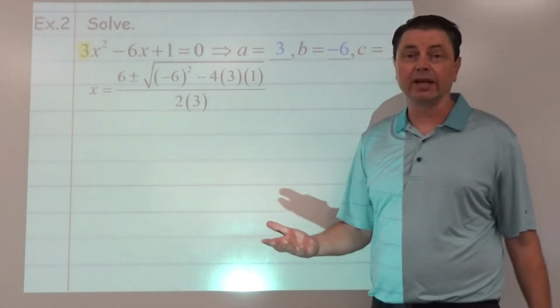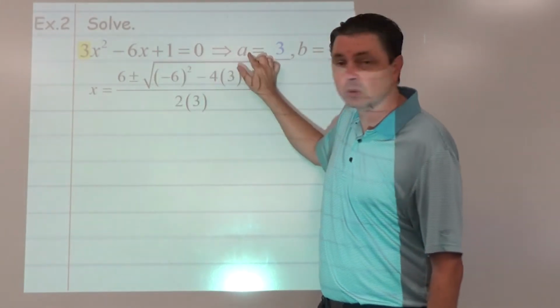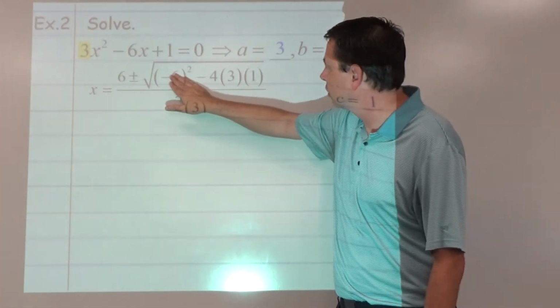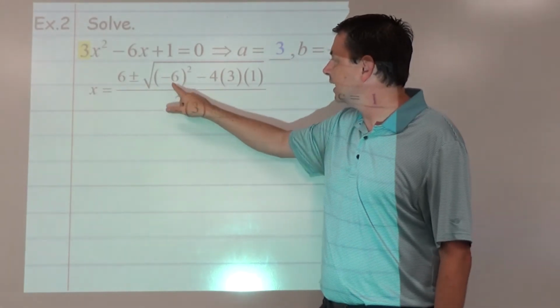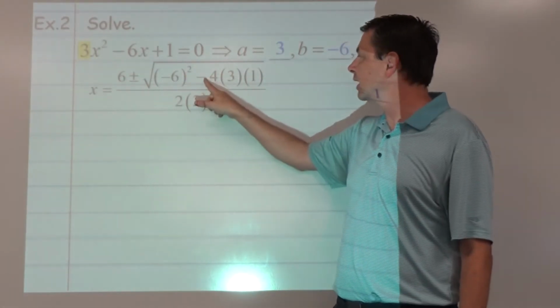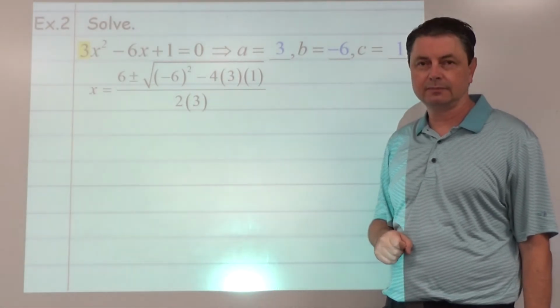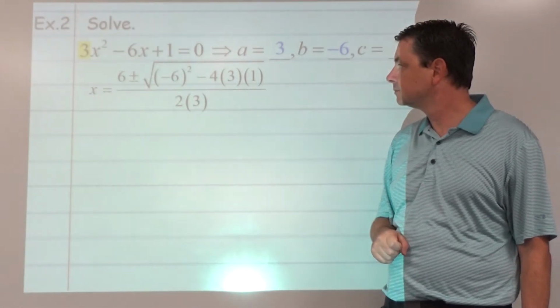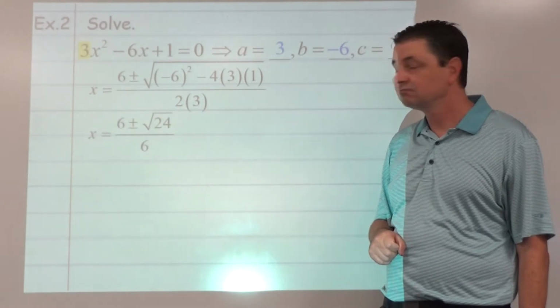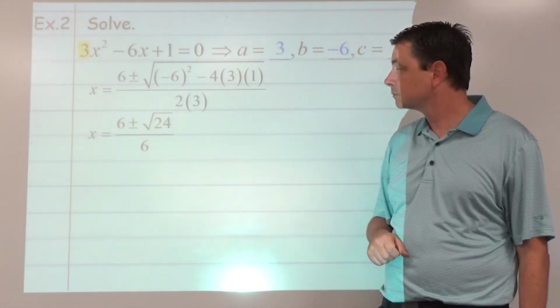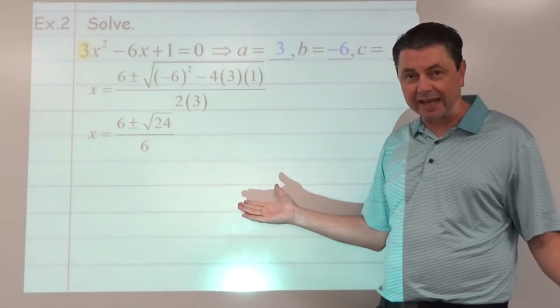So it is time for that calculator. Don't worry about the square root. We'll take care of that later. Do this part on the calculator. Negative 6 in parentheses squared minus 4 times 3 times 1. What do you get? 24. So maybe that's our answer.